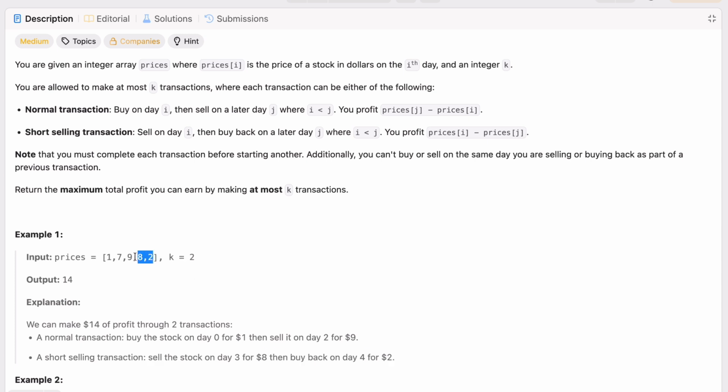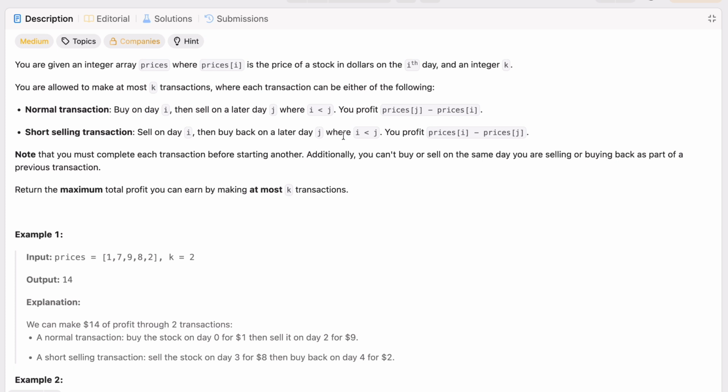If you do the subtraction, because you are selling on day i and buying back later, you get some amount of value, and if you do the sum, definitely you get 9 minus 1, which is 8, and here we got 6, so the total is 14. This means you have two types of transactions: the normal transaction, in which you first buy and then sell, and the short-selling transaction, in which you first sell and then buy back.